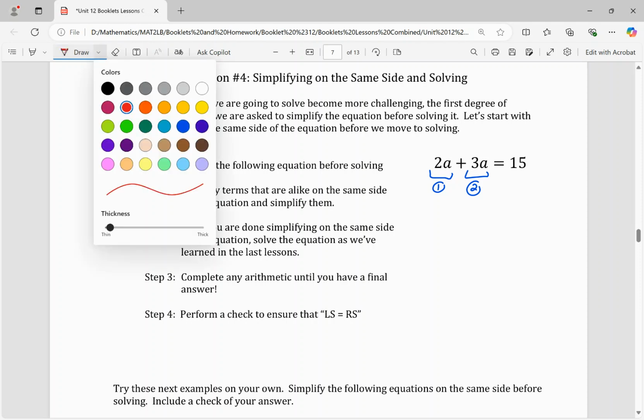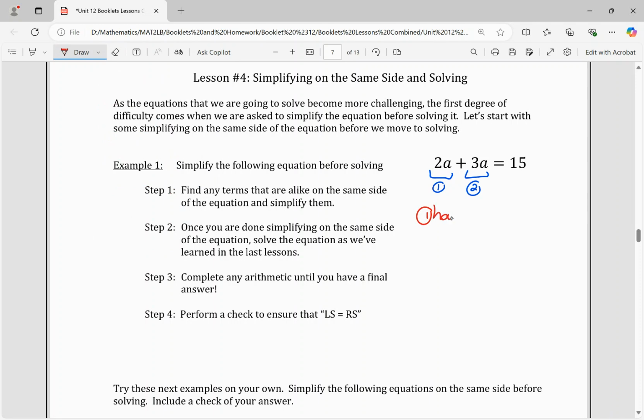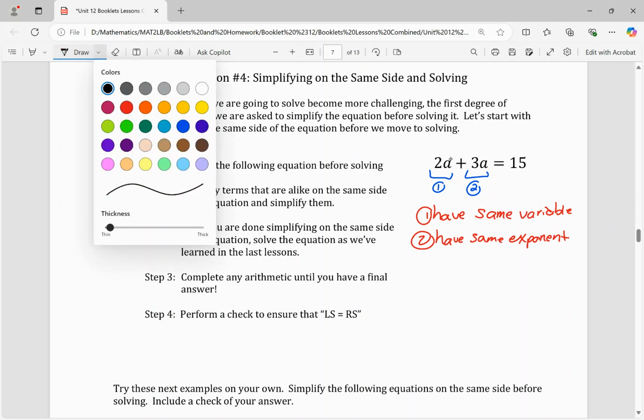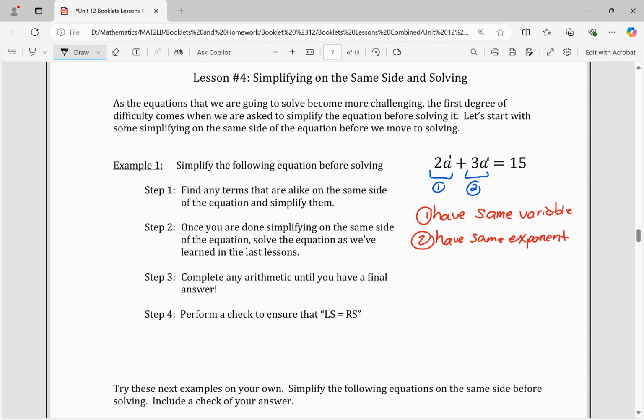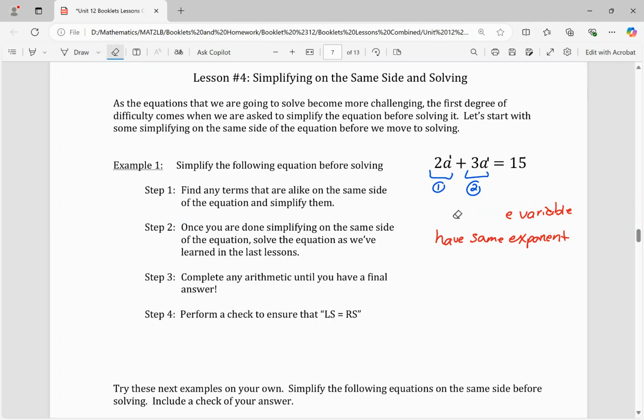When you have multiple terms that are like terms, being that they have the same variable and also have the same exponent, right? You can collect them. You can add them together, right? These are like because they both have an a, and the exponent on that a is that little imaginary one. So that's the first thing that we're going to do. We're going to simplify by collecting like terms, and then we're going to solve.